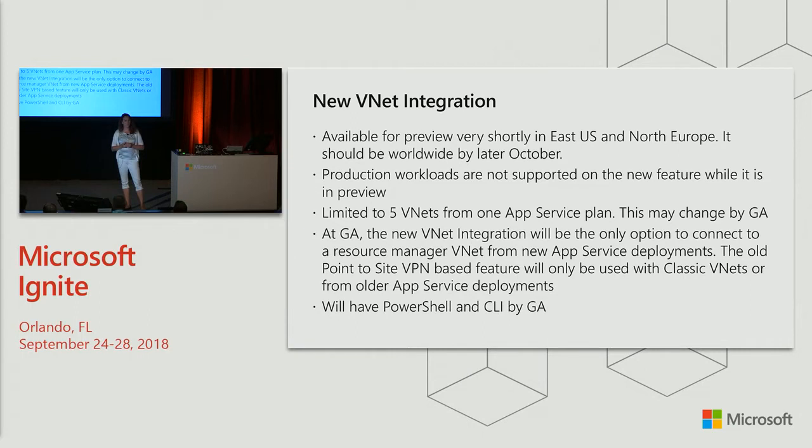There's currently a snafu also for probably the next week or so, where service endpoints is not working in those regions for this feature. You have a limit of up to 5 networks that you can be connected to from one app service plan, just like you had with the previous VNet integration feature. By GA, we will have PowerShell, CLI. This will replace the old VNet integration capability if you're connecting to a resource manager network.